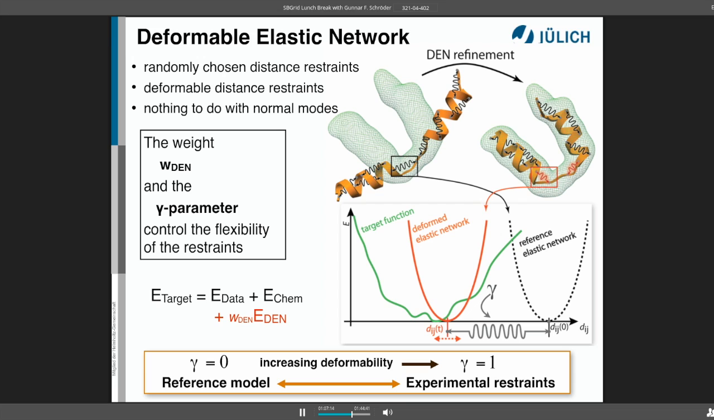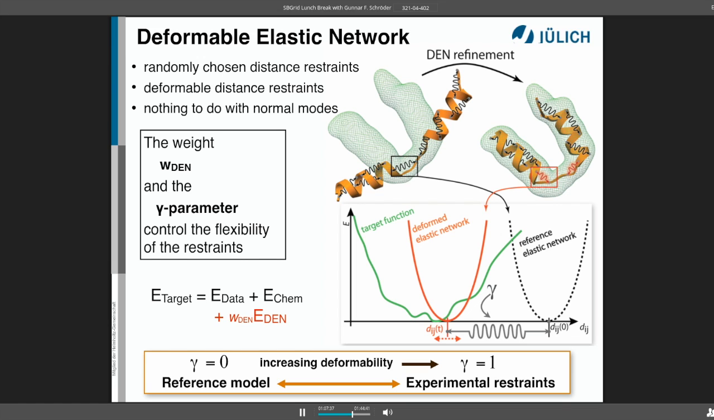That distance needs to become much smaller. In the figure below, where you see the target function and the parabola that shows the harmonic restraints, I plot the energy versus the distance of that particular restraint. And the rightmost restraint, the dashed line, is where the distance is in the start model.